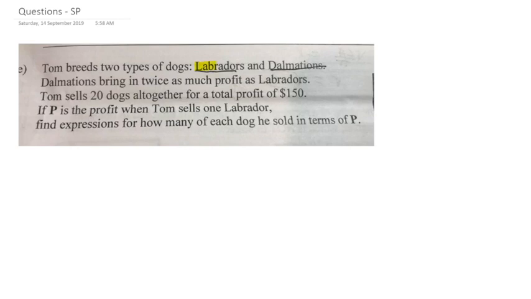So basically what we've got is two types of dogs here: Labradors and Dalmatians. What we do know is that Dalmatians bring in twice as much profit as Labradors. We also know that there are 20 dogs altogether, and the total profit that's been made is 150.